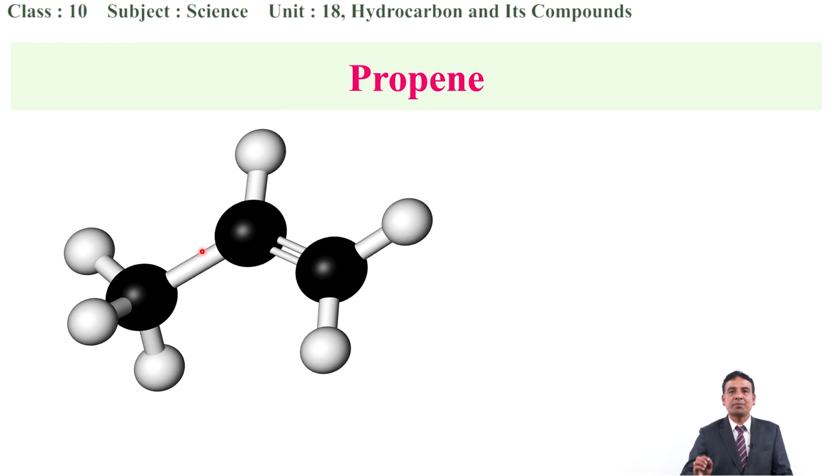According to the formula CnH2n, how many hydrogens should it consist of? Obviously, CnH2n means double the number of carbon atoms should be the number of hydrogen atoms. So this is the hydrogen: 1, 2, 3, 4, 5, 6. 3 carbon atoms as well as 6 hydrogen atoms.